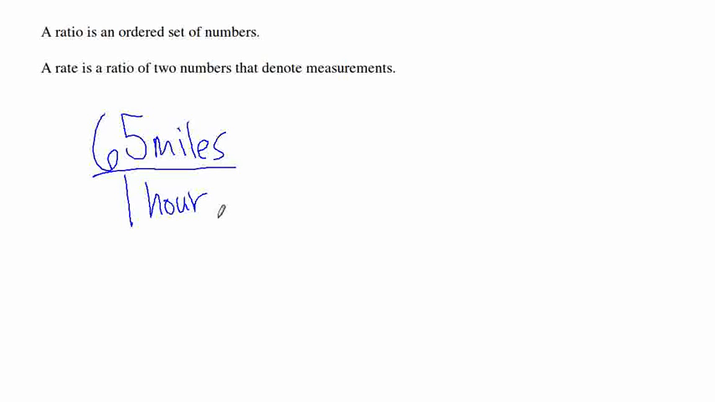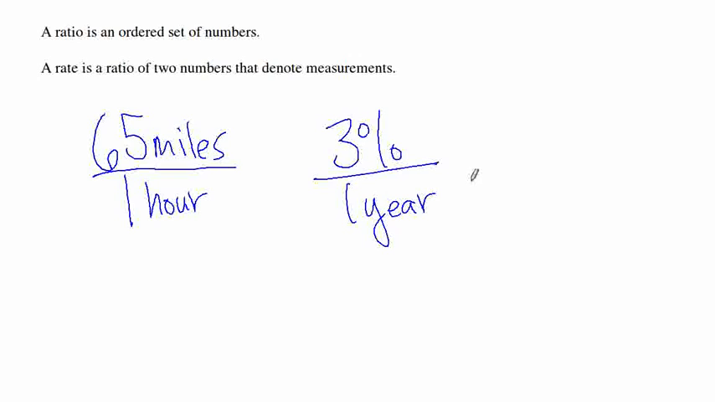Also, you might measure the growth in an investment of money. Maybe that investment was growing at 3% every year. So that's a percentage measurement combined with a time measurement. There's two examples of rates. Rates are ratios of two numbers that denote measurements. Let me now switch gears and talk about proportions.